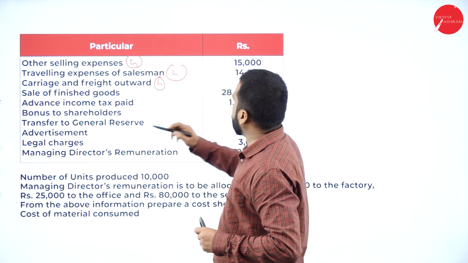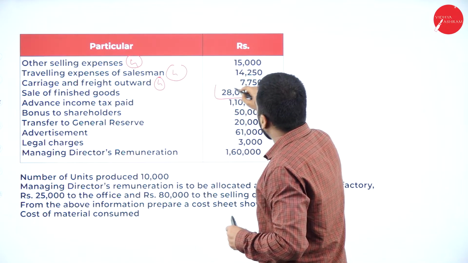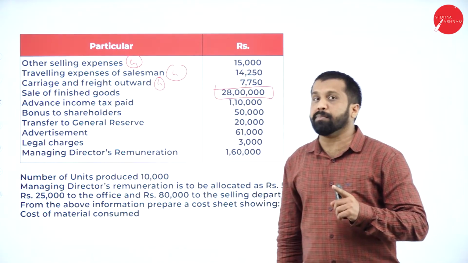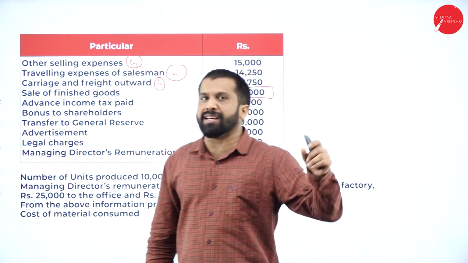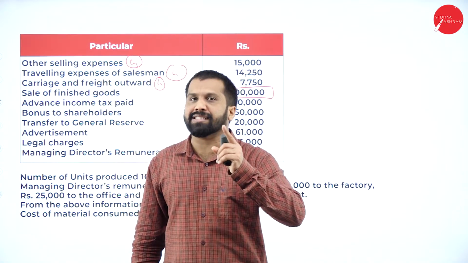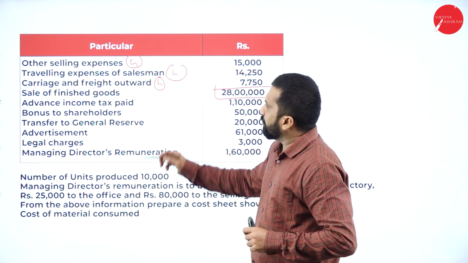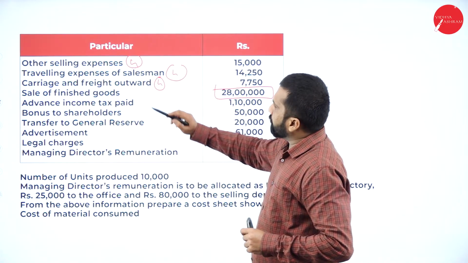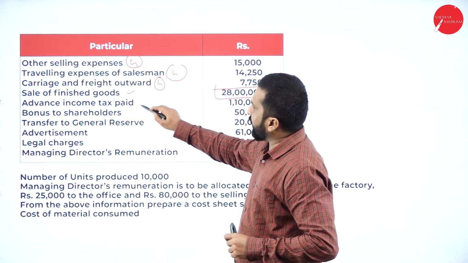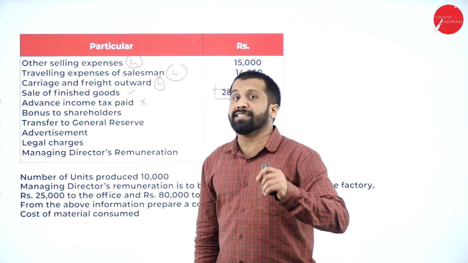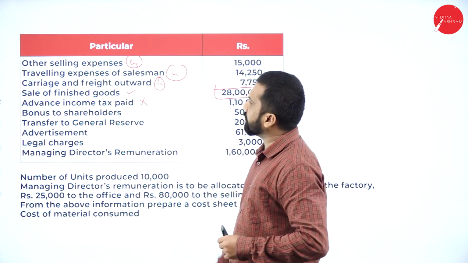Sale of finished goods. This is your selling price will come later. Selling price comes where? End of the problem. The end of the problem, the last number will be called as selling price. Then advance income tax, sale of finished goods is over. Advance income tax. Income tax is a what? Financial item we don't consider.